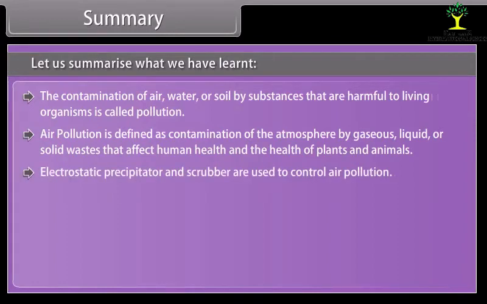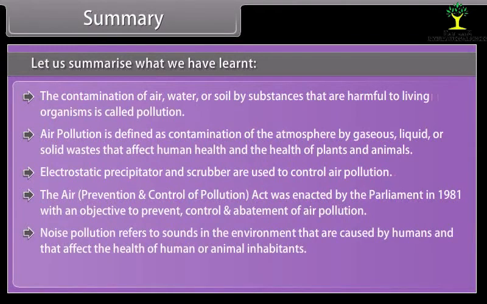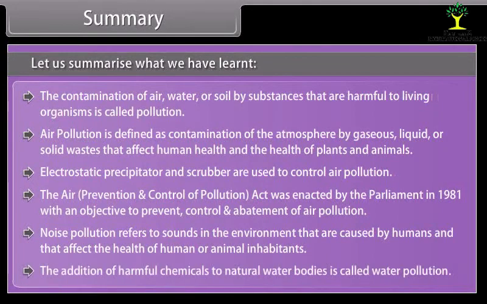Electrostatic precipitator and scrubber are used to control air pollution. The Air Prevention and Control of Pollution Act was enacted by the Parliament in 1981 with an objective to prevent, control, and abate air pollution. Noise pollution refers to sounds in the environment that are caused by humans and that affect the health of human or animal inhabitants. The addition of harmful chemicals to natural water bodies is called water pollution.